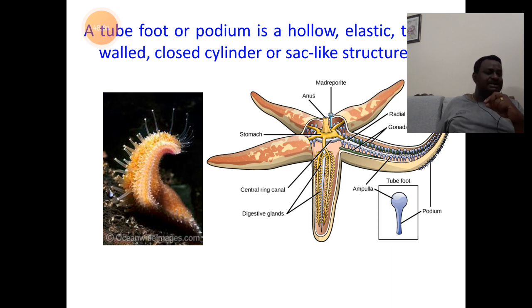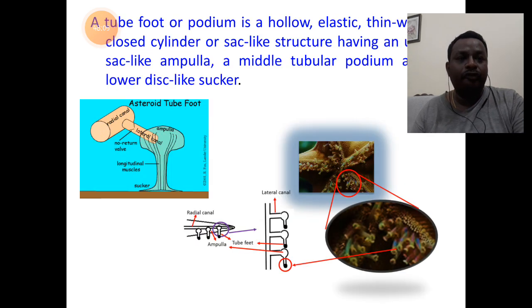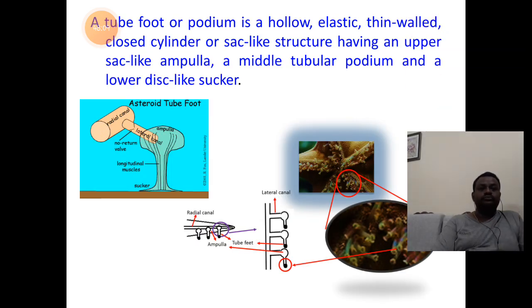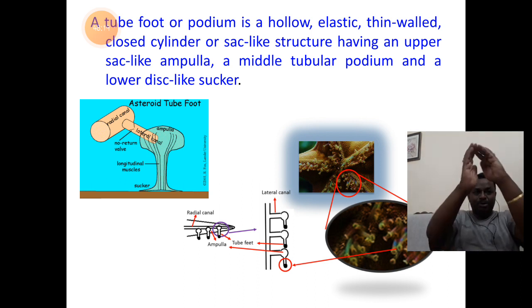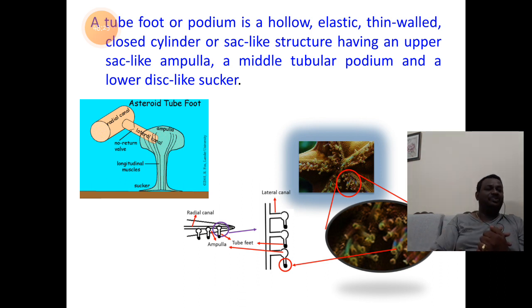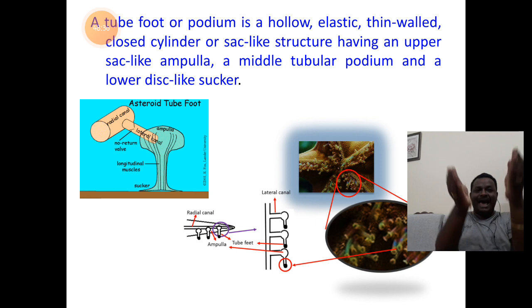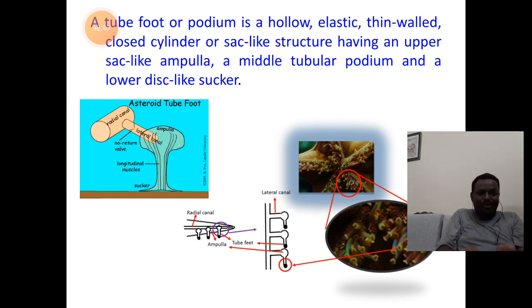Now, when we look at the structure of each tube foot, each tube foot consists of 3 parts. The first part is the upper part, which is sac-like, balloon shaped, called the ampulla, that continues down as a narrow tube called the podium, and down it ends up with a flattened area called the sucker. So you have a bulbous ampulla, an elongated, tubular podium, and down it ends up with a disc-shaped structure called the sucker.